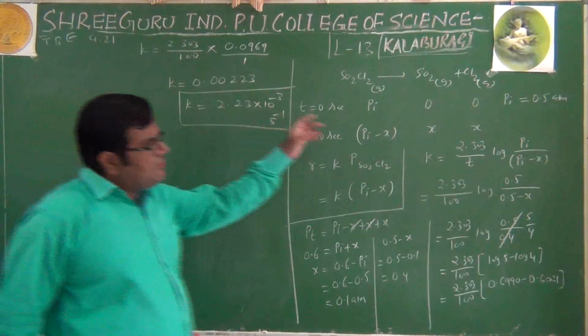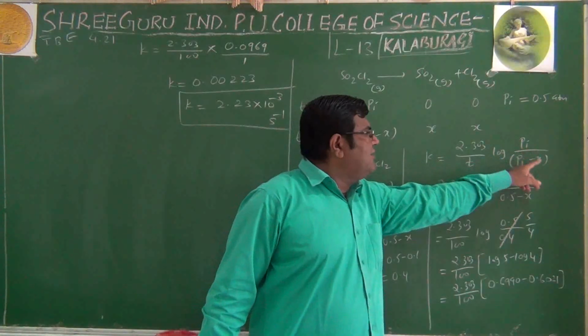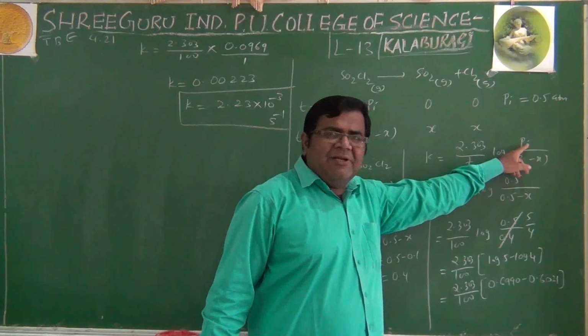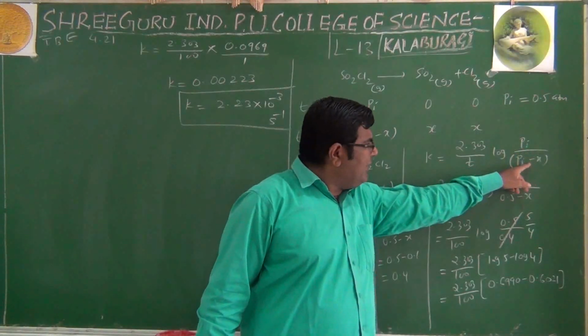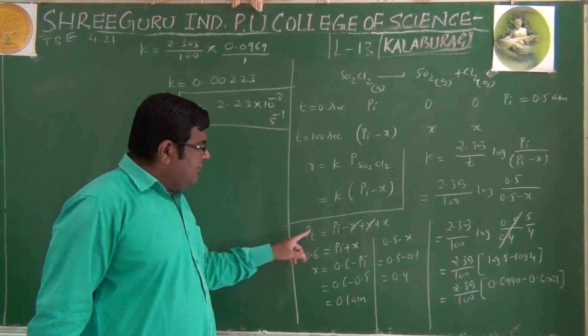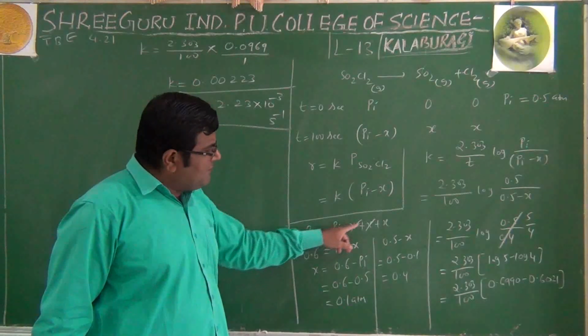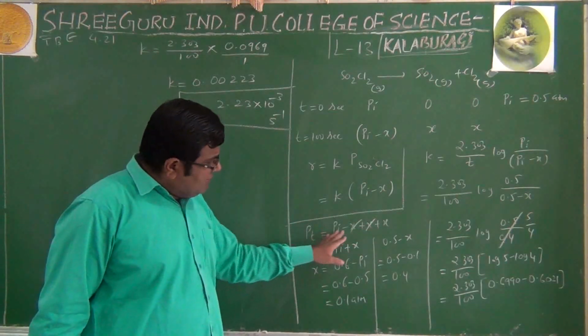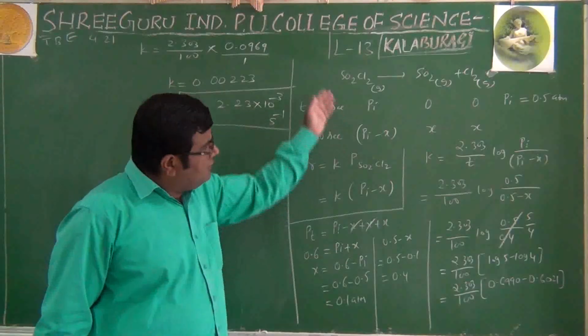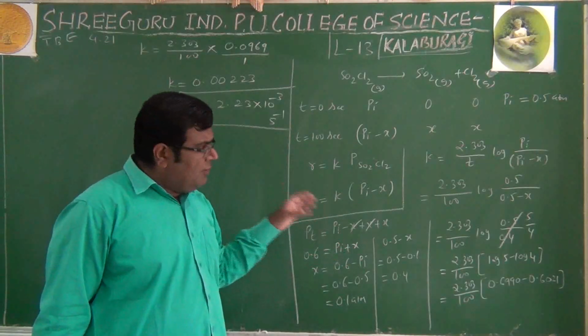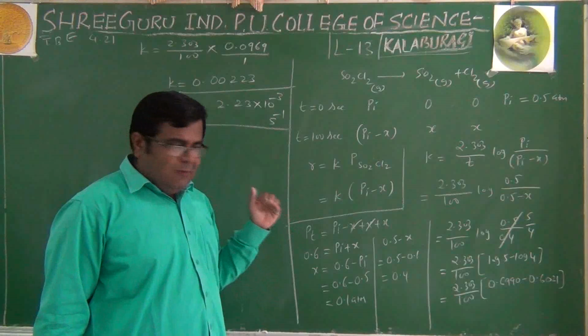As usual, we have to just crank the value of Pi and this x. Pi will be given in the question. X we have to calculate. X can be calculated by using this equation: Pt is equal to Pi minus x plus x plus x. Of course, this equation changes according to the reaction we are looking into, but you are understanding how to proceed with this.